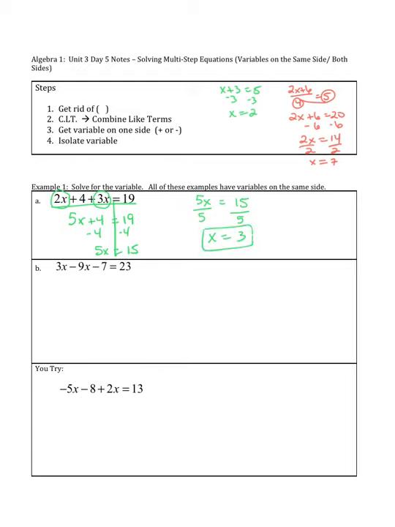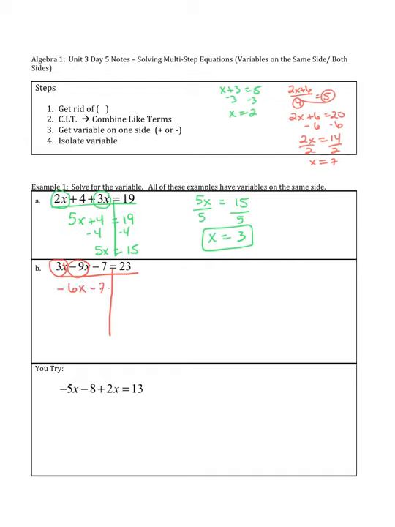Let's do another one. All right, draw the T. Especially now, the T is very helpful because it reminds you to not just mix and match things. Let's look over here. We have a 3x and we have a negative 9x. We're going to combine those. Now, this was a Unit 1 test. 3x minus 9x is negative 6x.